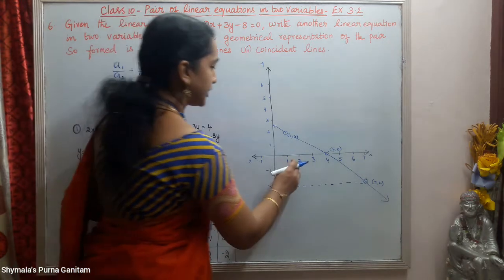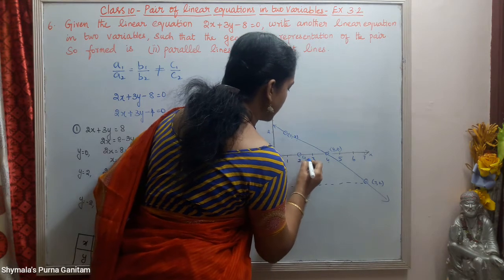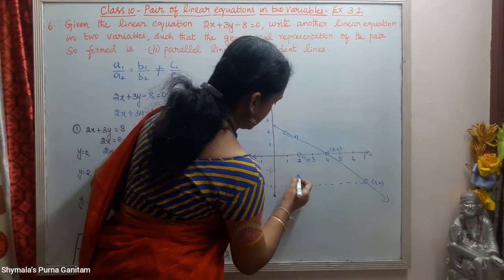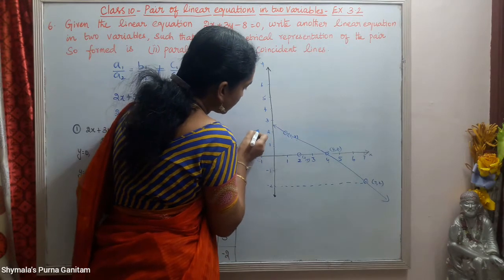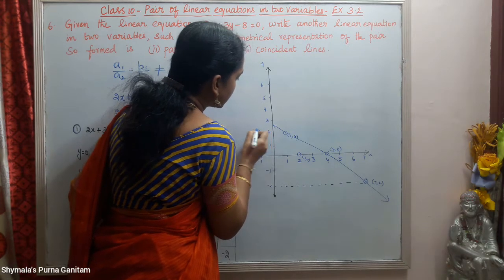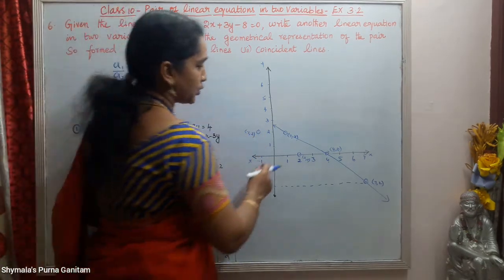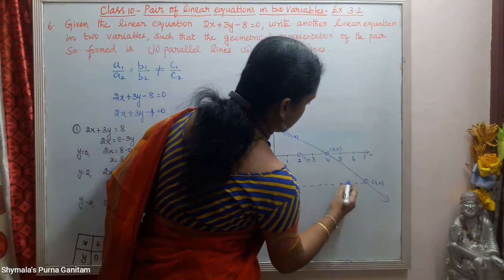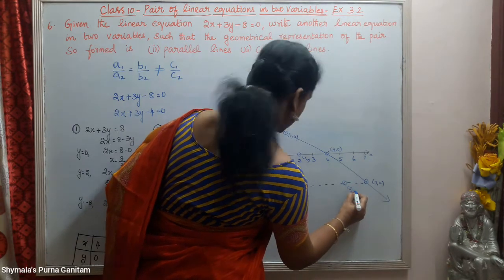2, 0. So 2, 0 will be this point. Then the next one is minus 1, 2. Sorry, this is minus 1. Minus 1, 2 will be this point. Then 5, minus 2. So 5 here, then minus 2 down. This is 5, minus 2.